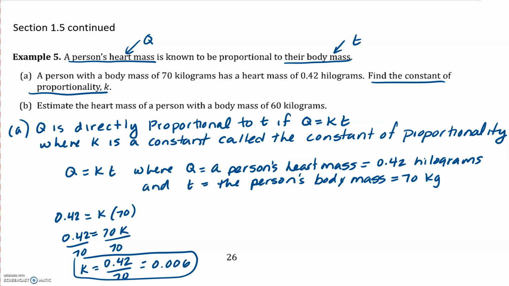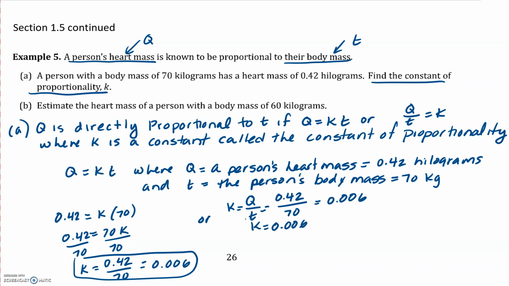Now, you could also have looked at this equation instead and done a shortcut. You could have also said Q over T, and it goes directly to what the K is. So notice how the Q is 0.42, the T is the 70, and you divide that and you get 0.006 straight away. So K is 0.006, however you slice it.